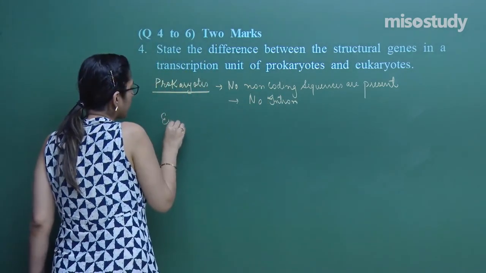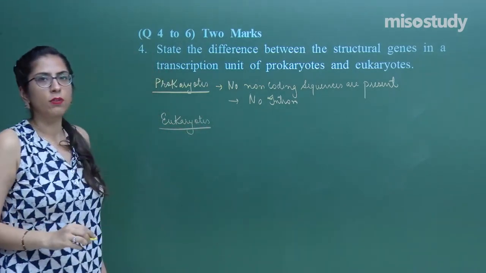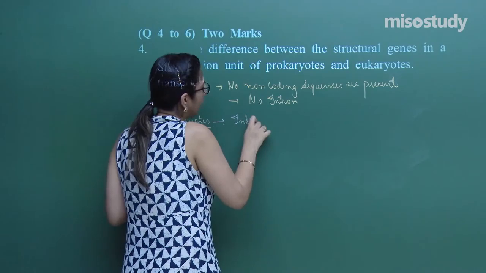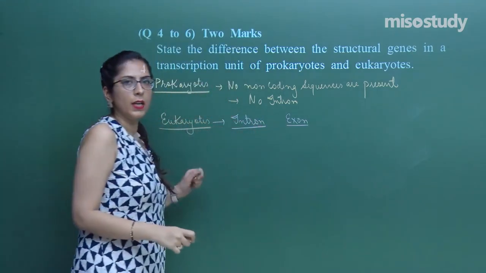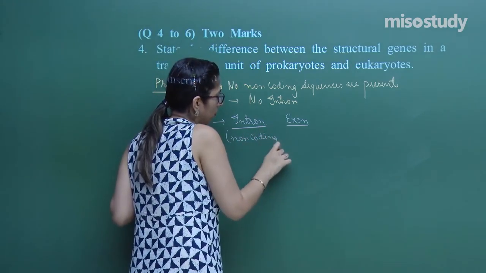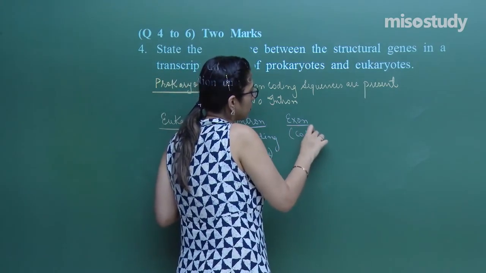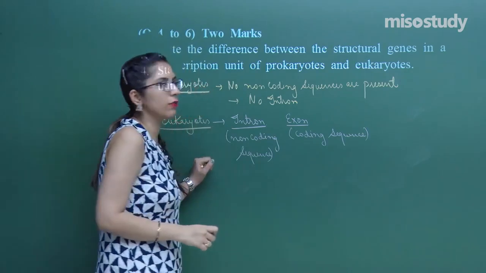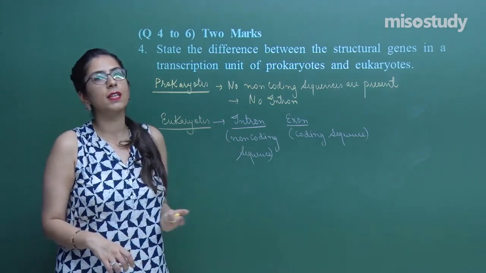Whereas when we talk about the structural gene of eukaryotes, they have introns present in them. They have two regions basically, intron and exon. Introns are called non-coding sequences, whereas exons are called coding sequences. There is a difference in the significance of each of these. Even though we know introns are non-coding sequences, they do have a certain significance as well.